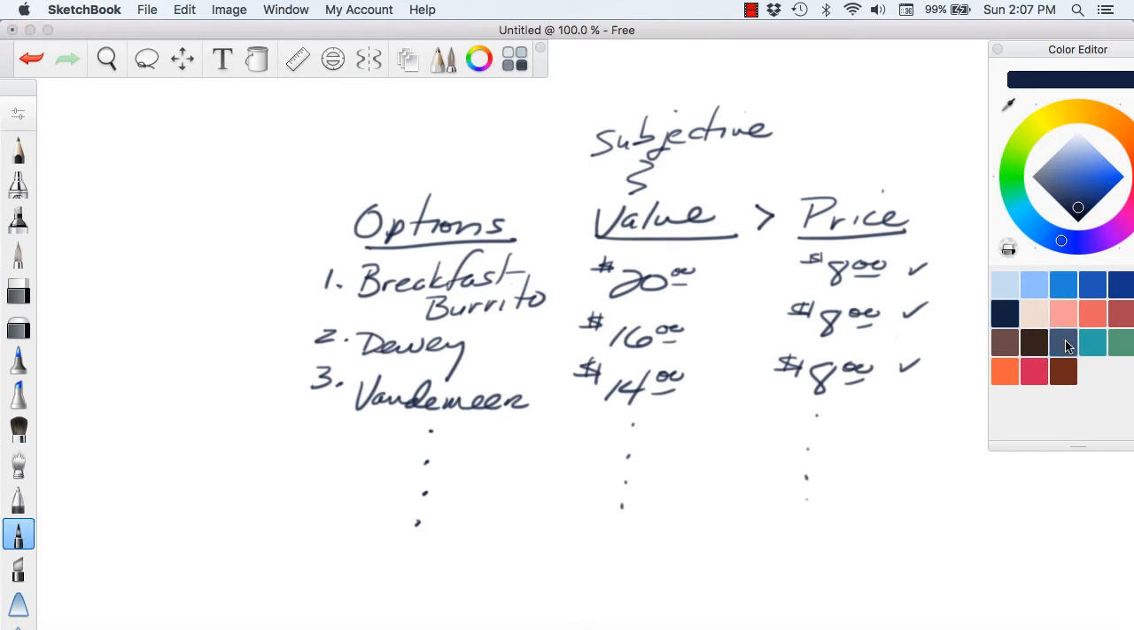But what option would I buy first? What option would I buy? Assuming I only have $8, I only have enough room in my tummy for one breakfast, what option would I buy?